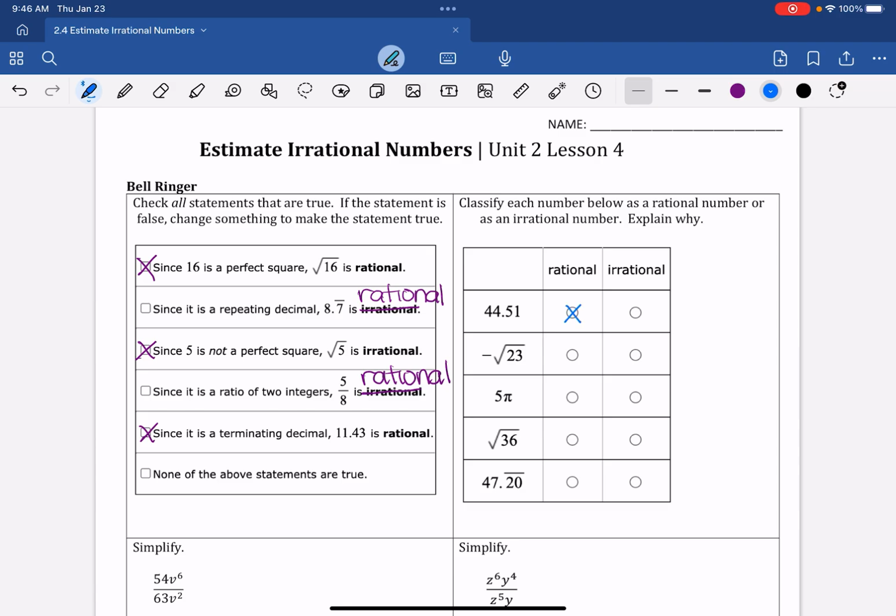The negative square root of 23 is irrational because it is a non-perfect square. 5 pi is irrational because pi is always irrational. The square root of 36 is rational because that's equal to 6, which you can write as a fraction. And 47.20 repeated is rational because all repeating decimals are rational.